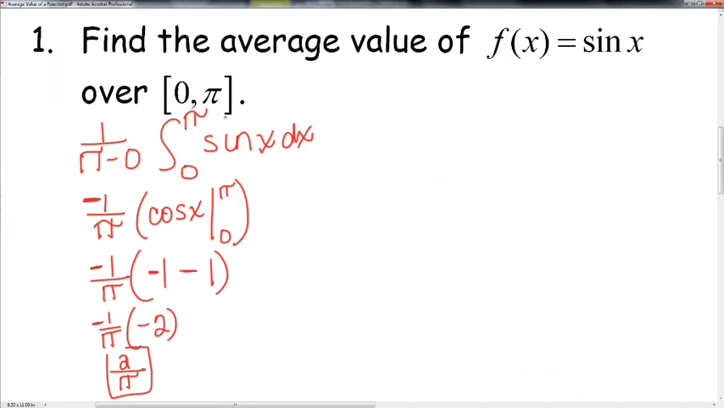And so that is the average. If I was going to take the average of the sine, if I put all the different values of sine over the interval from 0 to pi, then the average is going to be 2 over pi.